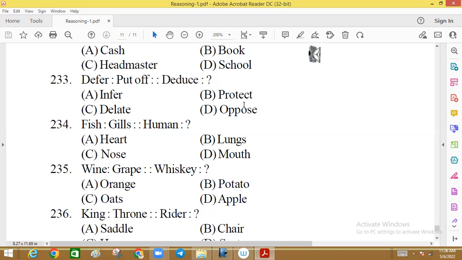In the same way, deduce. Deduce means deduct. To take out something. To infer something. So that is the reason. Deduce means infer. So differ and put off both are synonyms. In the same way, deduce and infer both are synonyms.